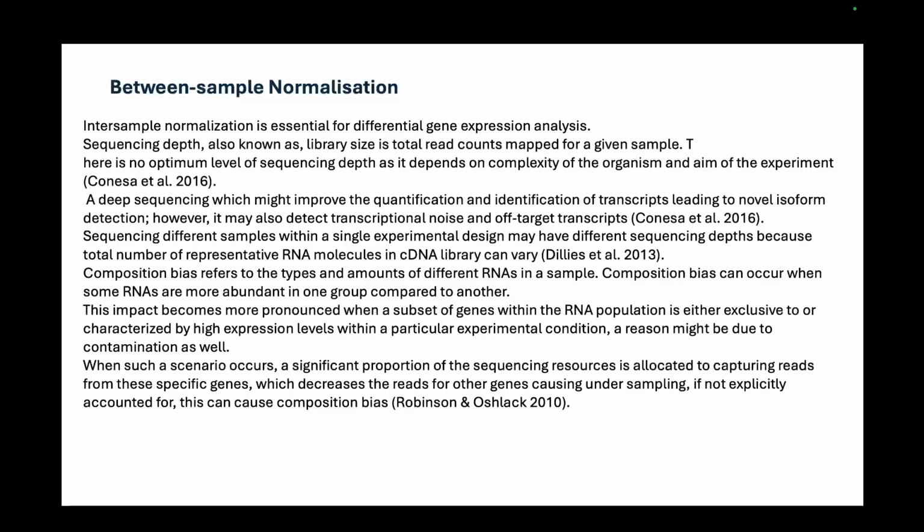This becomes more problematic when the RNA population is either exclusive to, so for example a particular gene is only expressed in the liver tissue and not in the lung tissue, or characterized by a high expression level within a particular experimental condition. A reason might be contamination as well. So anything can be possible, and contamination is also something you need to account for. When such a scenario occurs, a significant proportion of the sequencing resources is allocated to capturing reads from the specific genes, which decreases the reads for other genes, causing undersampling. If not explicitly accounted for, this can cause composition bias.